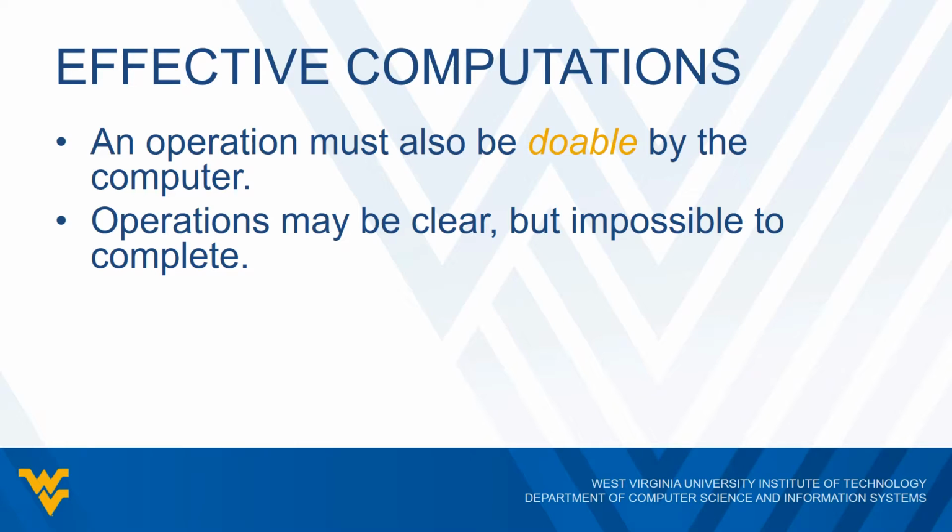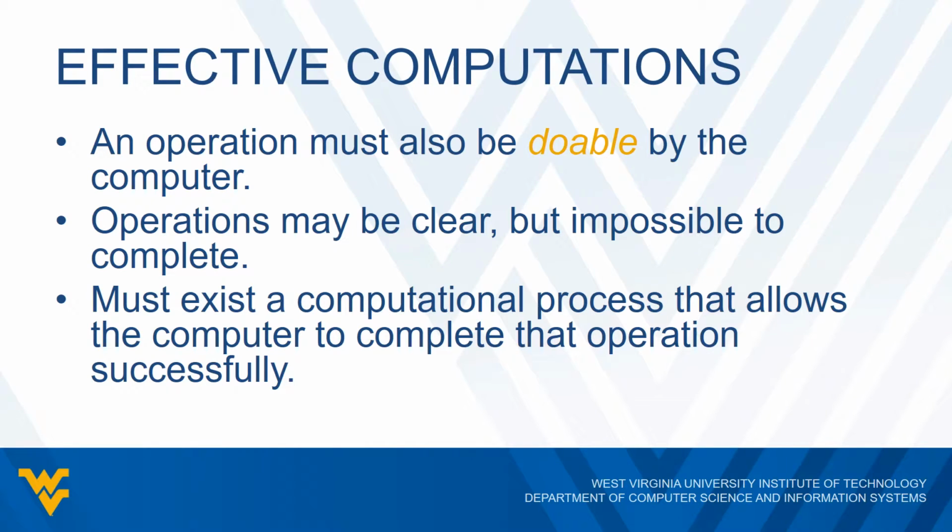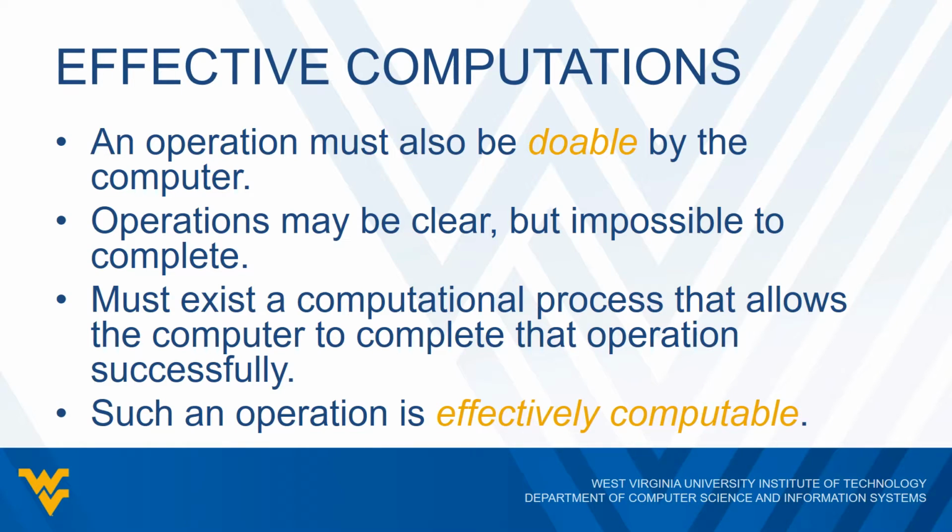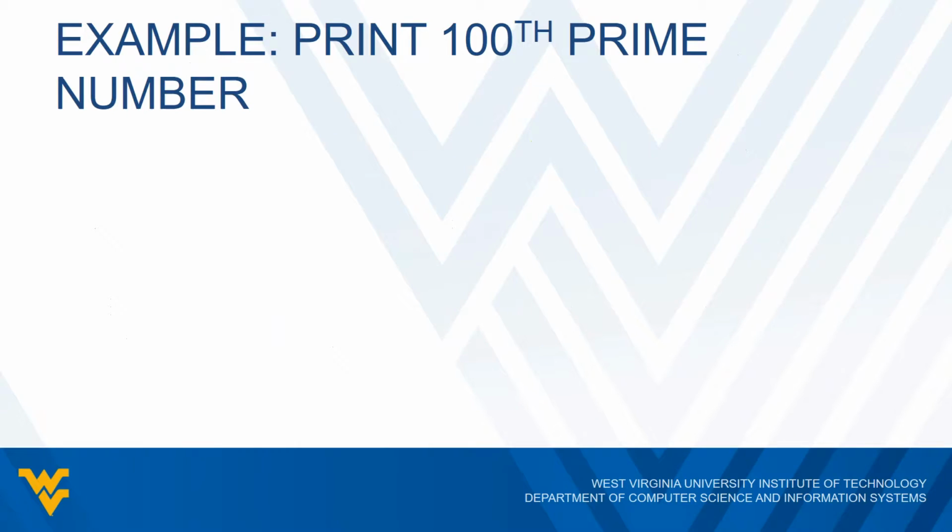To say that an operation is doable means that there must exist some type of computational process that allows the computer to actually complete that operation, complete that task successfully. So these types of operations are called effectively computable. The whole point here is we're saying it's not enough just to understand a step, but we have to have a step that we can actually do. It has to be effectively computable as well.